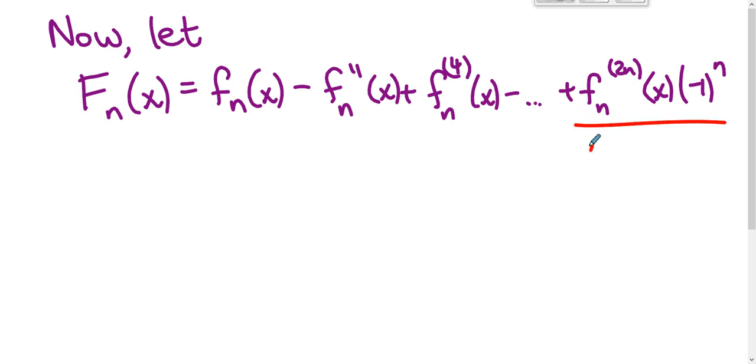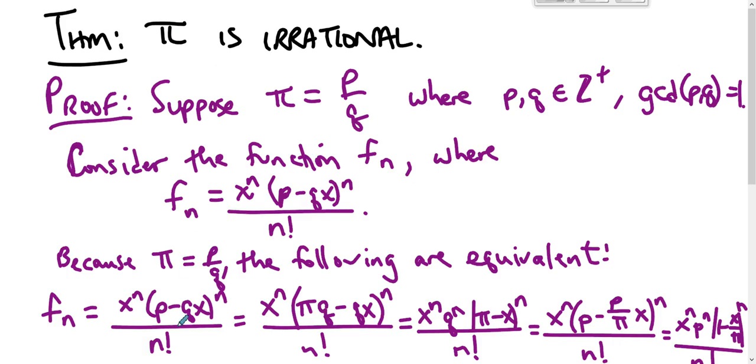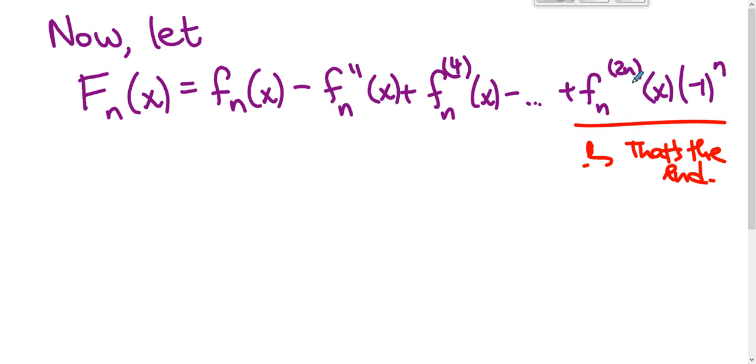Side note, that's the end. And it has to be the end because remember about little f. Little f is a polynomial of degree 2n. So after you take the 2nth derivative, there's nothing after that. So this is the end.